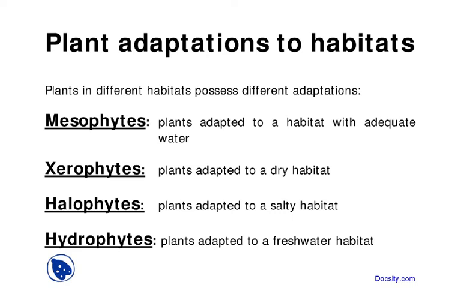So mesophytes: plants adapted to a habitat with adequate water. Xerophytes: dry habitat. Halophytes: salty habitat. Hydrophytes: plants adapted to a freshwater habitat. So very interesting phenomena. And if you have spare time, please do study these, because these really help you to understand how beautiful nature is and how God has been kind to us and given us all these different types of plants which are adapted to living in different habitats.